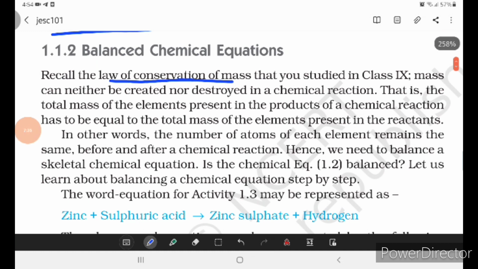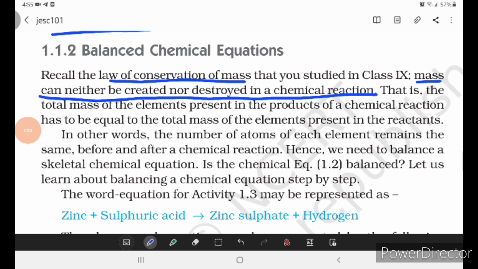Recall the law of conservation of mass that you have studied in class 9th. What does this law state? This law states that the mass can neither be created nor be destroyed in a chemical reaction. That is, the total mass of the elements present in the products of a chemical reaction has to be equal to the total mass of the elements present in the reactants.